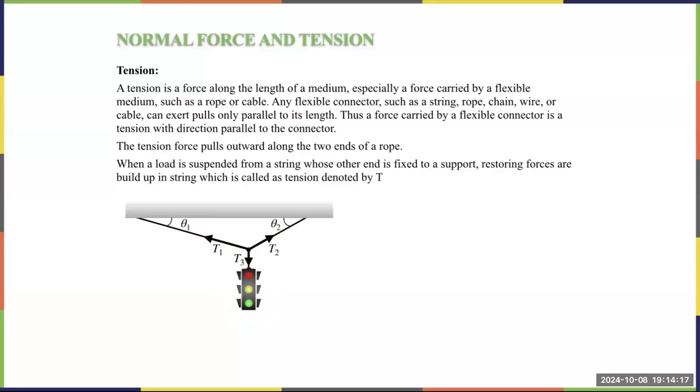And then these tensions are making angles theta 1 and theta 2. Remember, these angles are not equal. Why? Because the length of the string in this direction and the length of the string on this side are not equal. So what does that mean? This tension T1 is not equal to tension T2. Now, if I want to find my tension T1 and T2, what I can always do is make a right angle triangle and then try to solve it.